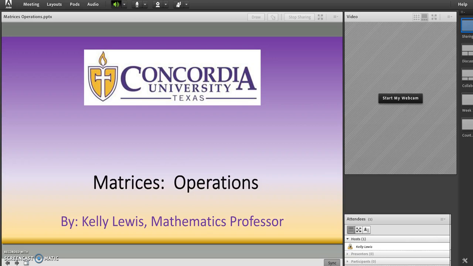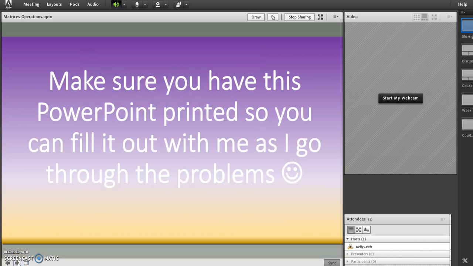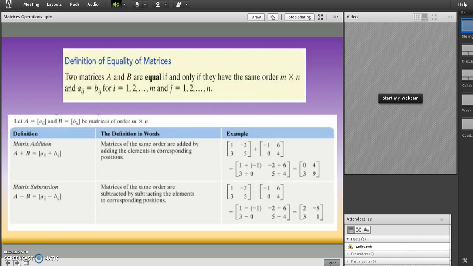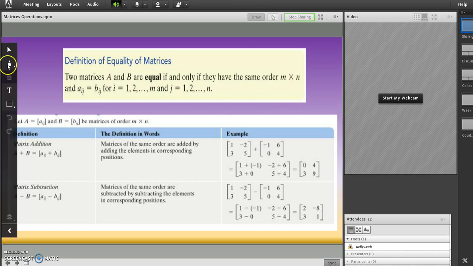All right, so we did row operations before. Now we're going to do operations with the whole matrix. With the whole matrix. All right, our matrices are equal if, for example, their orders are the same. So this is a 2.